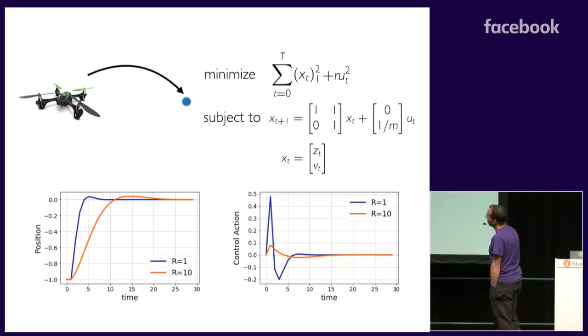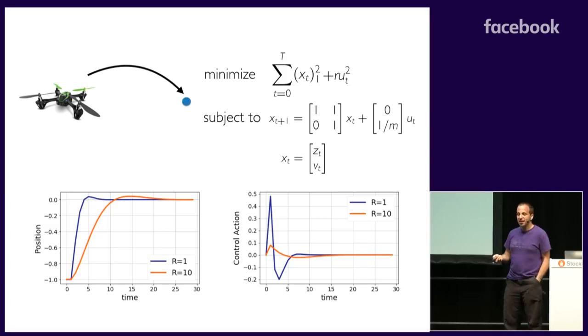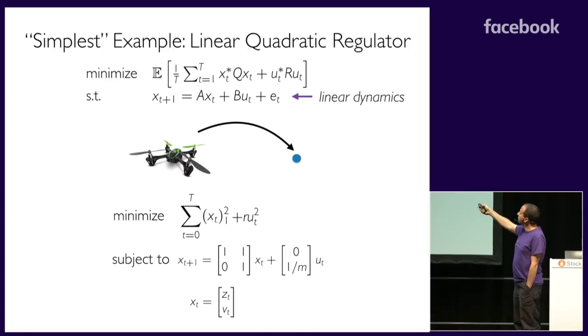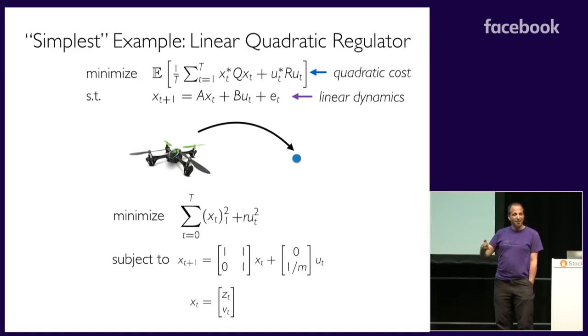Okay, so there's our quick example. This turns out to be a specific case of a much more general problem, which is called the linear quadratic regulator. So a linear quadratic regulator is optimal control. My cost function is quadratic. My dynamical system is linear. So there's linear dynamics, there's a quadratic cost, and hence it's linear quadratic. And we call this LQR for short.